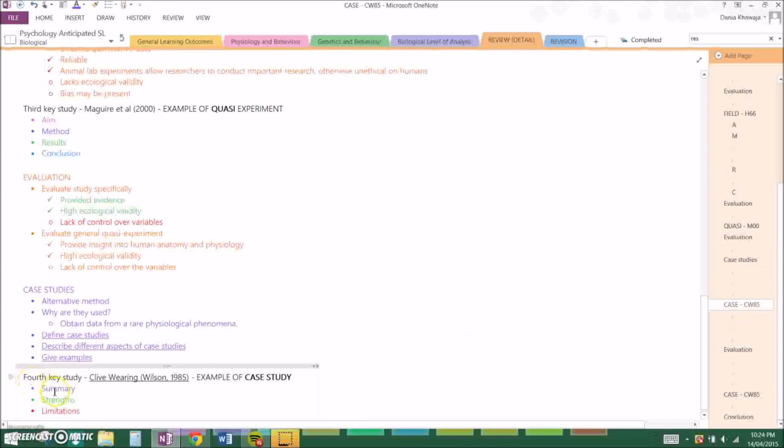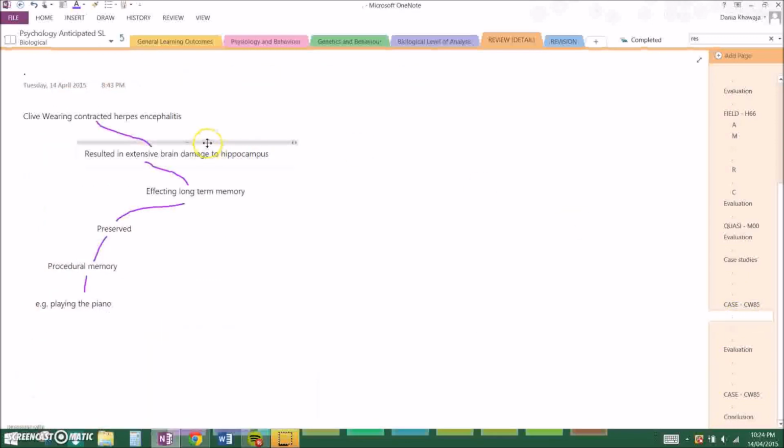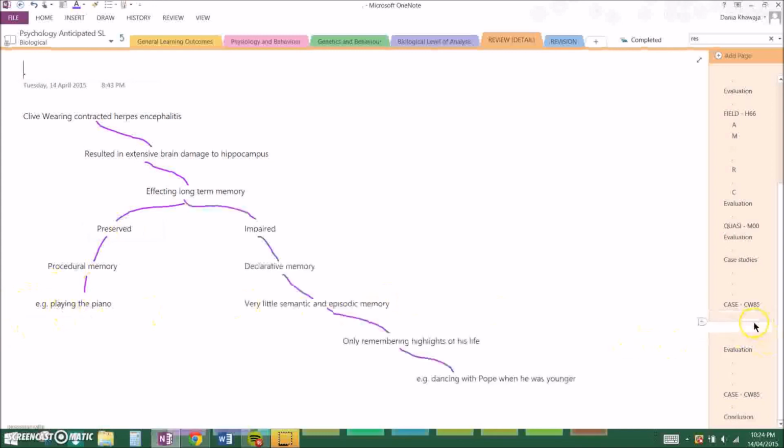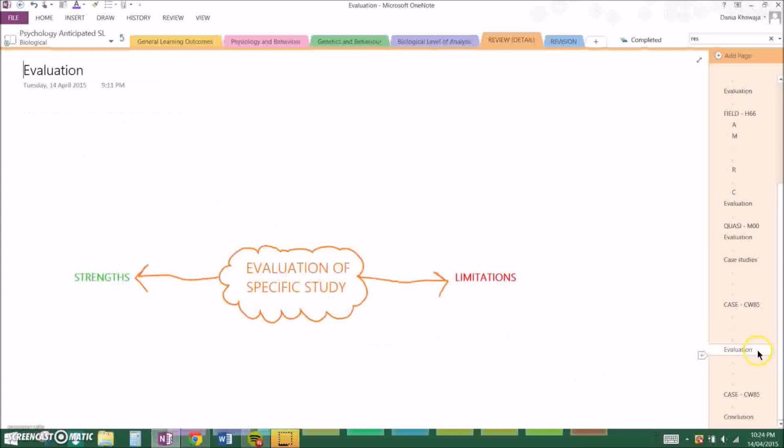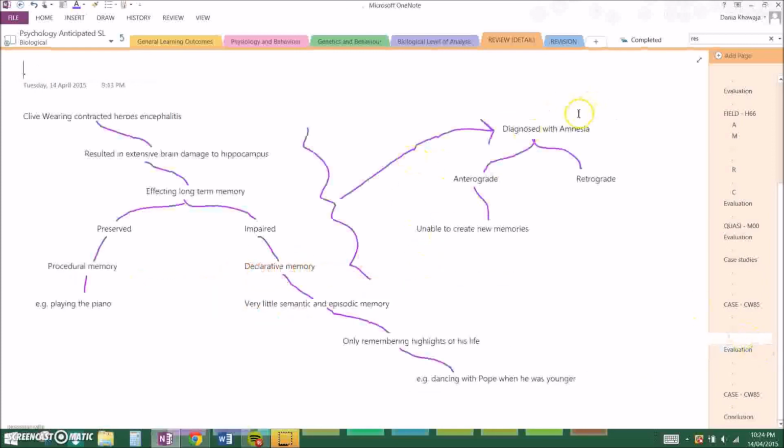So basically, I go on to say the summary, the strengths and the limitations. So Clive Waring was a talented musician who contracted herpes encephalitis, which resulted in extensive brain damage to the hippocampus, affecting his long-term memory. His procedural memory was preserved, for example, playing the piano, you must include examples, but his declarative memory was impaired, with very little semantic and episodic memory, only remembering highlights of his life, for example, dancing with the Pope when he was younger. That resulted in him being diagnosed with amnesia, anterograde and retrograde, thus unable to make new memories.